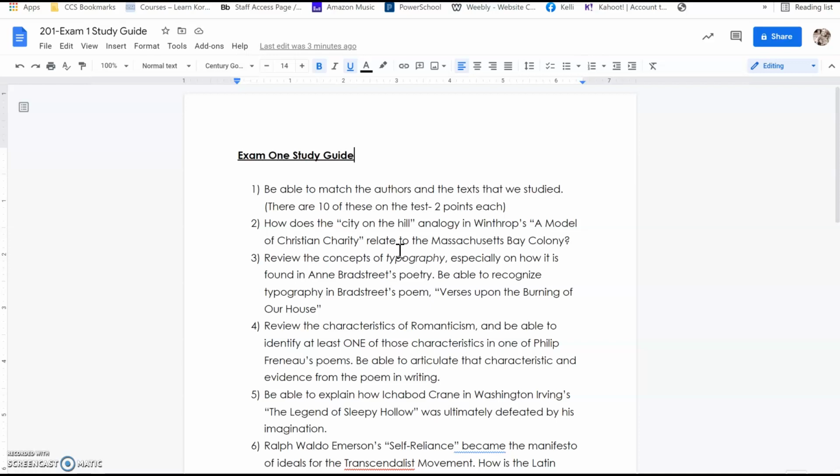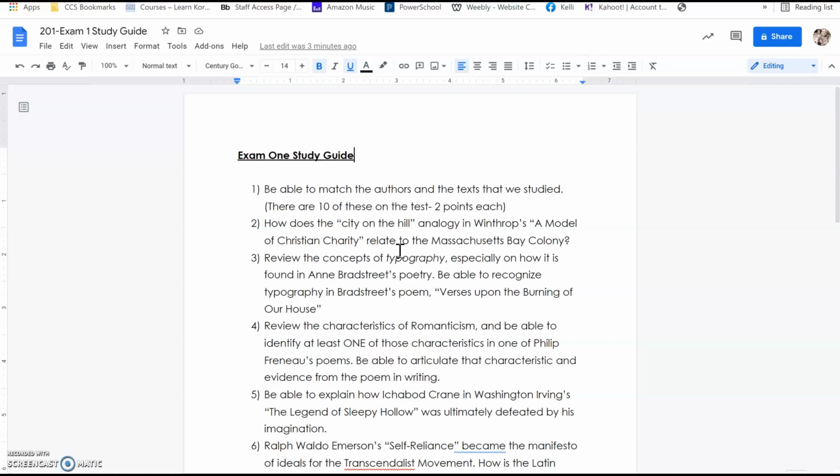So the first part is matching. There are 10 of these on the test, and what you're going to do is match the author to the text that we studied. Obviously, we read multiple works by Philip Freneau and Bradstreet, and multiple poems by William Cullen Bryant. You're going to just match one text per author. So there are 10 of those on the test.